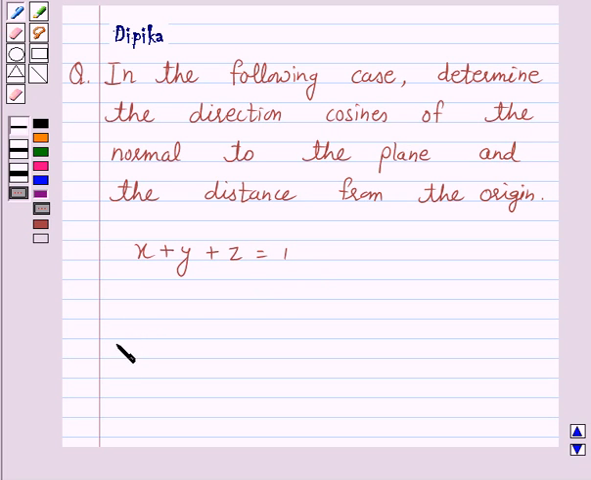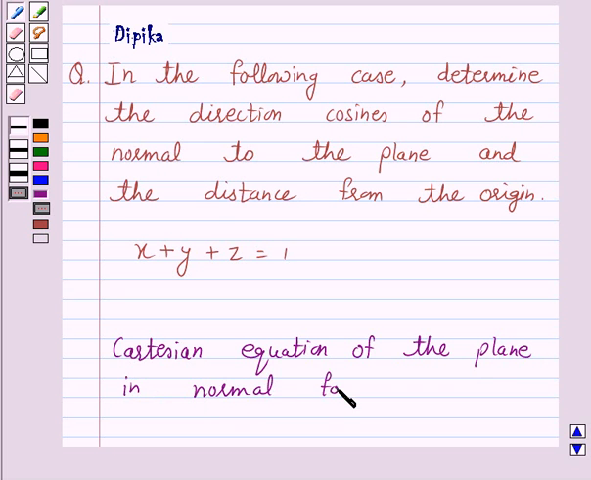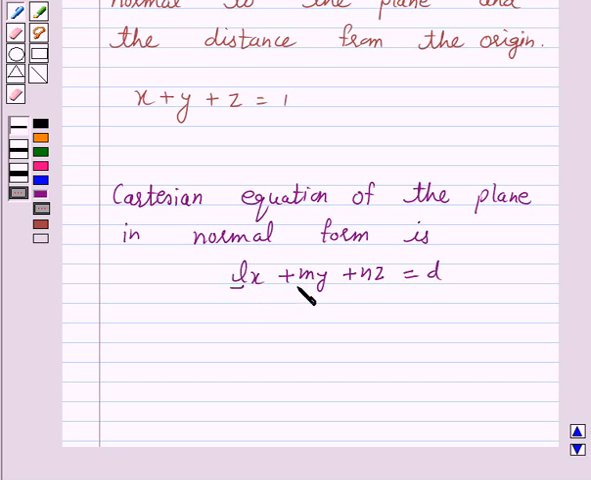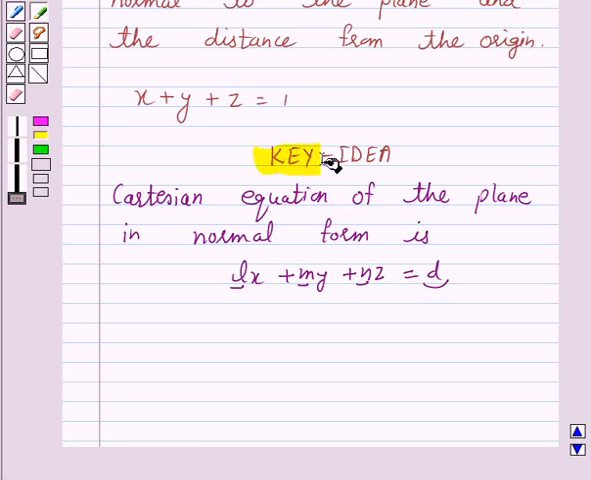Now we know that the Cartesian equation of the plane in normal form is lx + my + nz = d, where l, m, n are the direction cosines of the normal to the plane and d is the distance of the plane from the origin. So, this is the key idea behind our question. We will take the help of this key idea to solve the above question. So, let's start the solution.